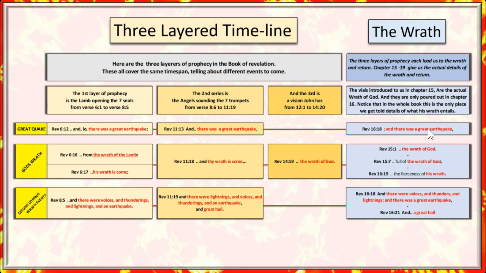Here's our actual wrath. We have God's wrath, the wrath of the Lamb. His wrath is come. Thy wrath is come. The wrath of God. Here's the actual wrath, because in 15 we get the 7 angels, and in them is the wrath of God. And then the beasts give them the vials, which are full of the wrath of God. There's no wrath until we actually get here.